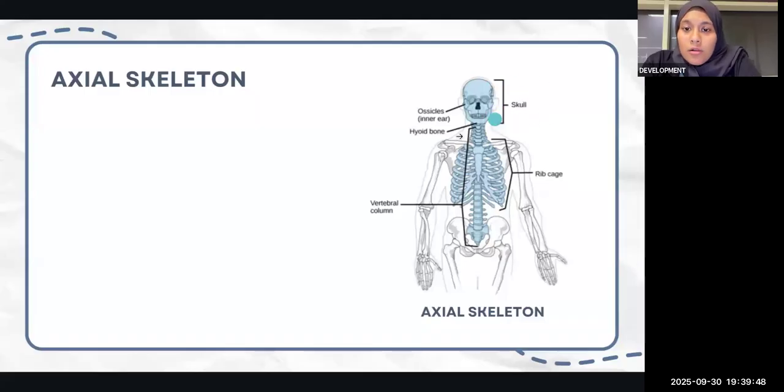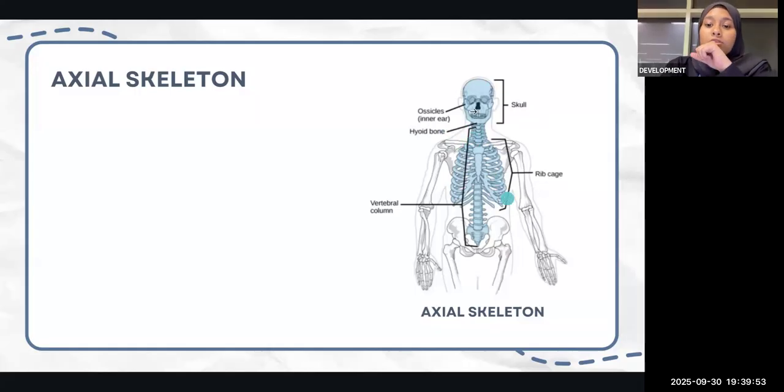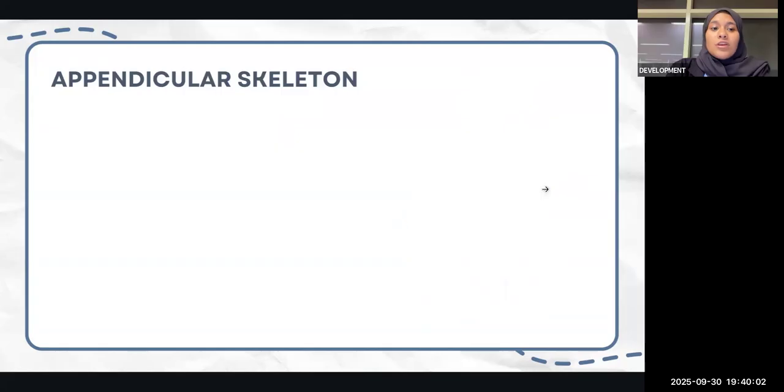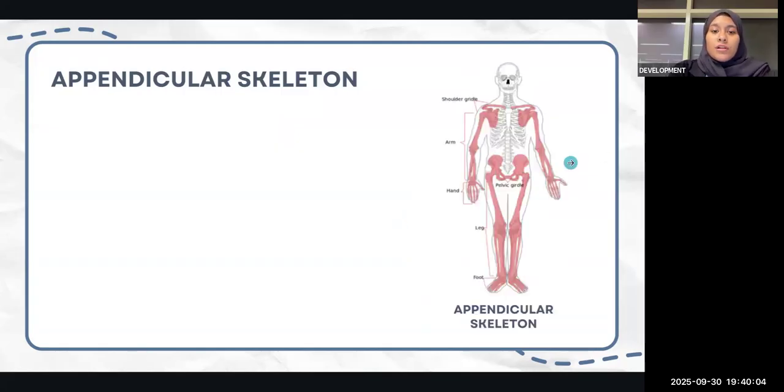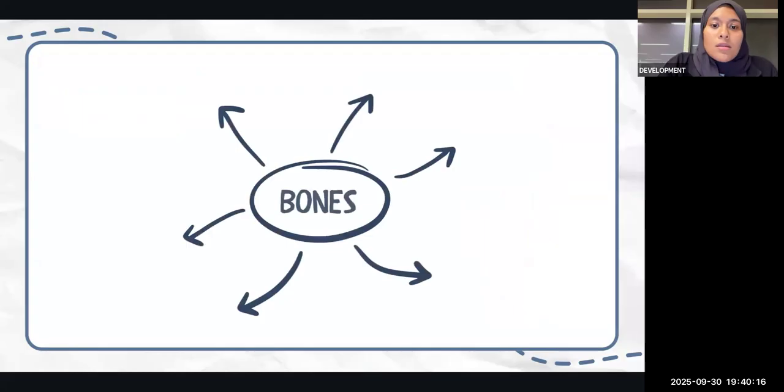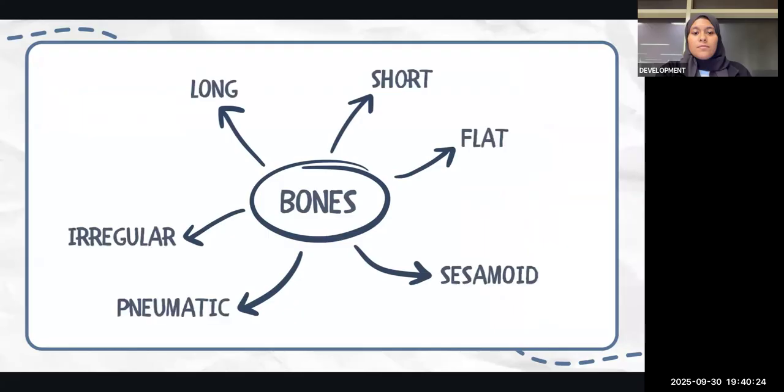So you have your skull, your ossicles, which are in your inner ear, and your hyoid bone. And you have your rib cage and your vertebral column. This is what composes your axial skeleton. Everything else is your appendicular skeleton. Everything that is peripheral is appendicular: your clavicle, your scapula, your arms, pelvic girdle, lower limbs. Now, bones, we have 6 types. Sesamoid, pneumatic, and irregular. So we're going to dive deep into each and every one of them.